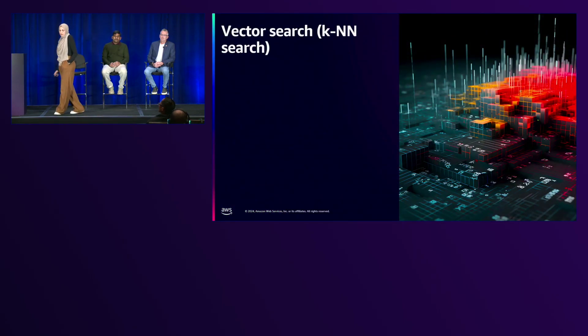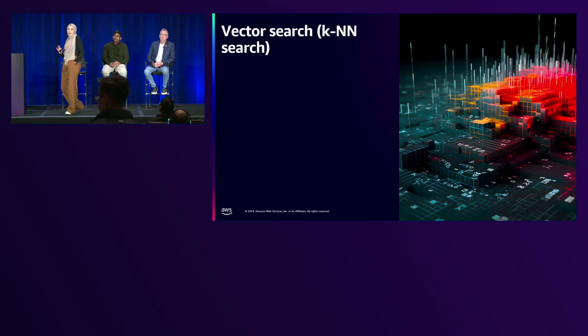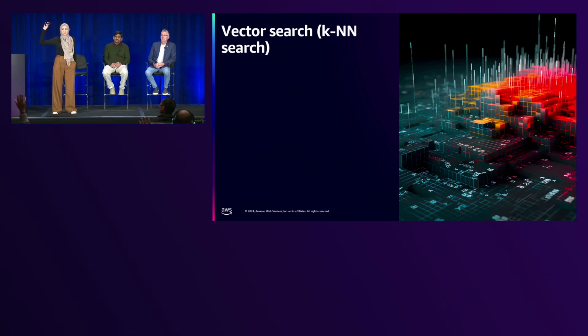Now, when we talk about vector search, we talk about k-nearest neighbor search, or KNN search for short. I am going to do a quick check of the room: who still did not hear about KNN search yet, with a raise of hand? A few of you, all right.